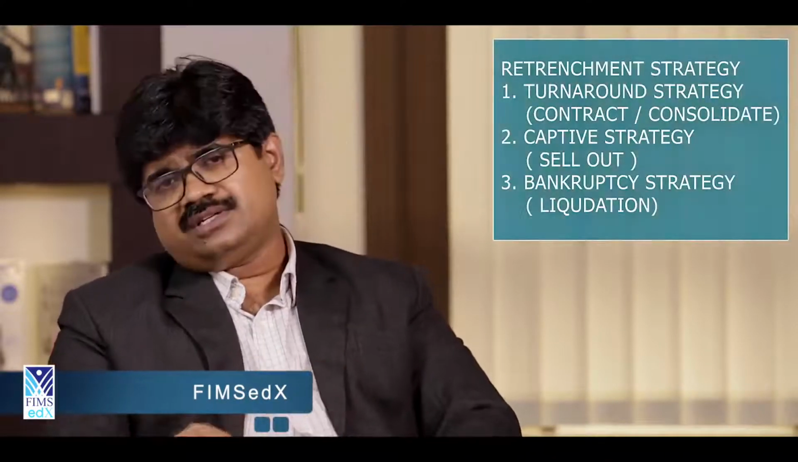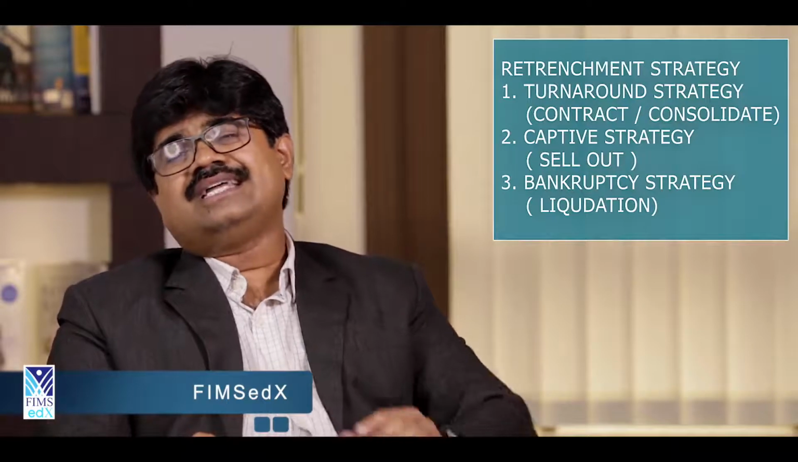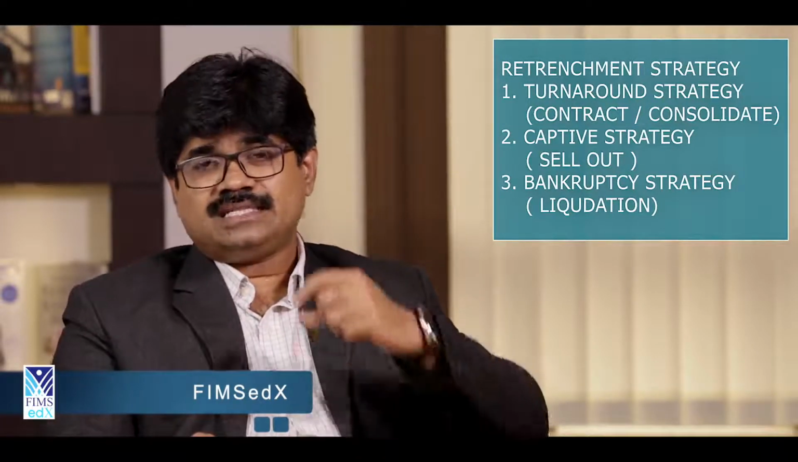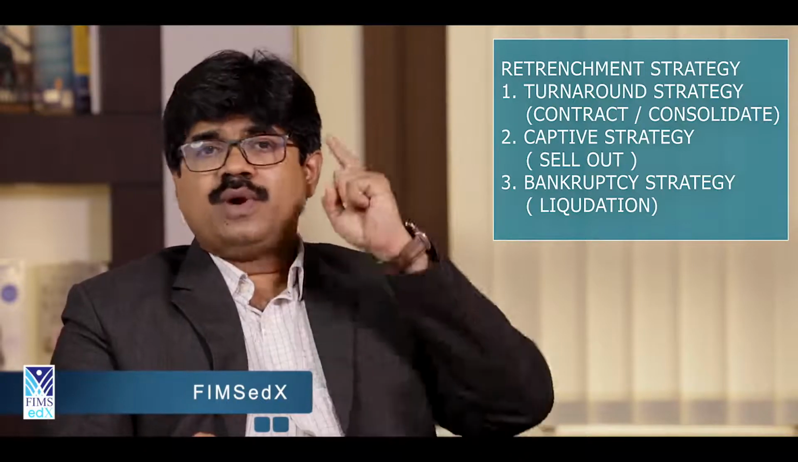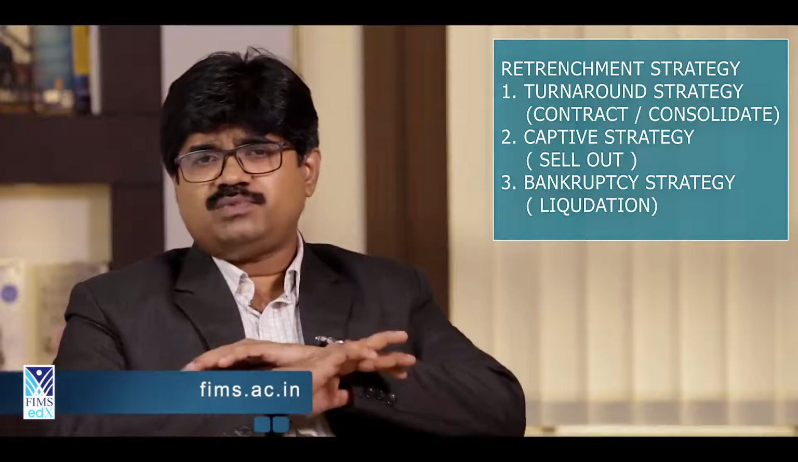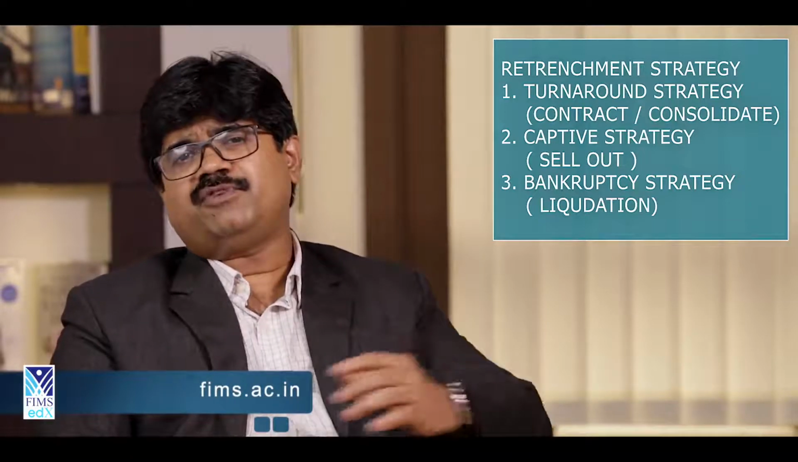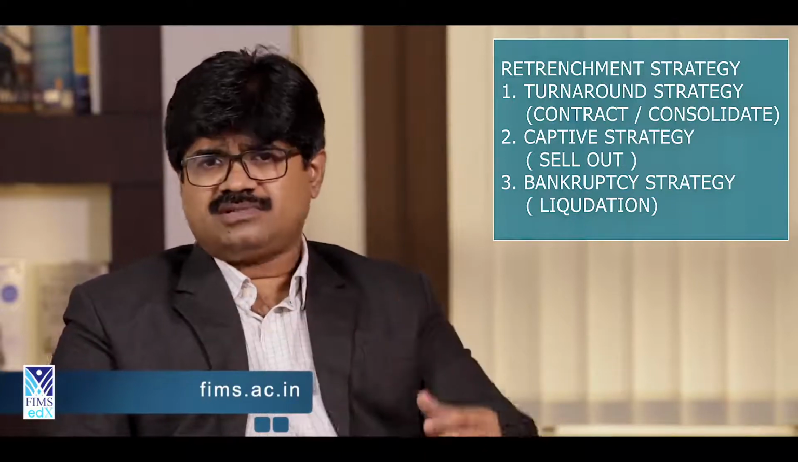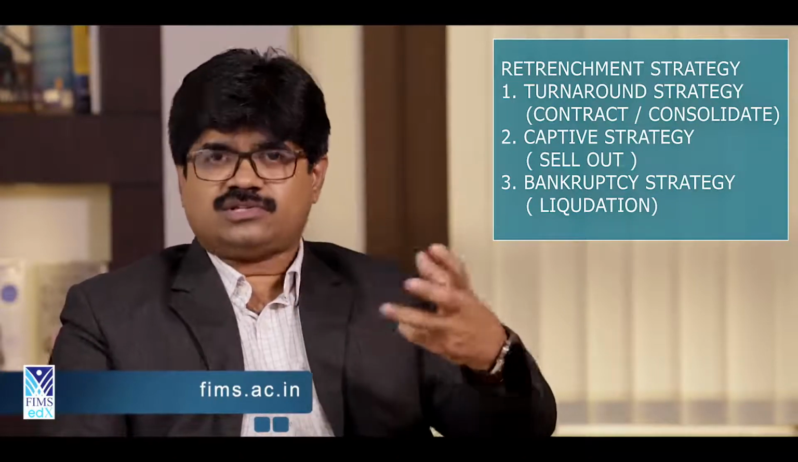Now let's have a look at the third category of strategy. The third category is the retrenchment strategy. The corporate strategy is retrenchment strategy when the situation is very bad. If the market is very bad and the company's performance is very poor, if they see that the business is going to the dogs, instead of incurring loss, the company decides to go for a retrenchment strategy.